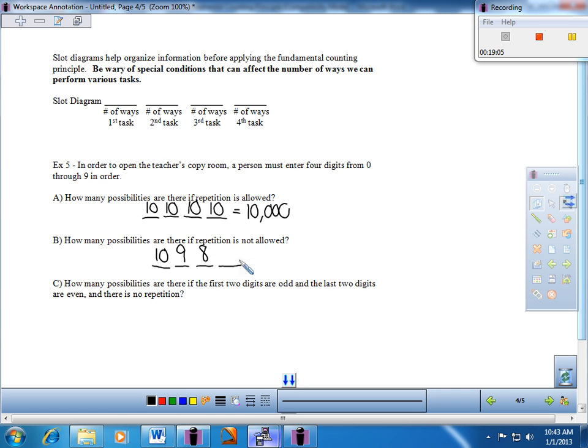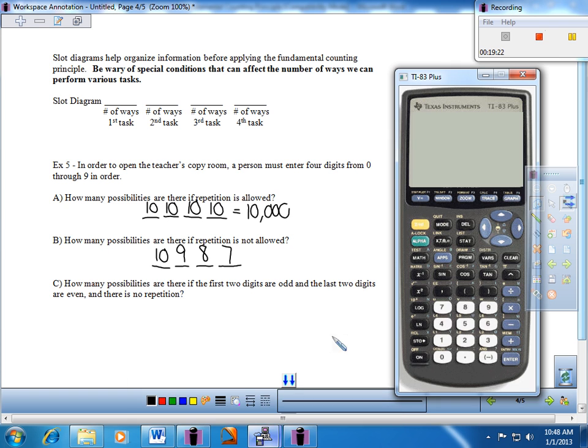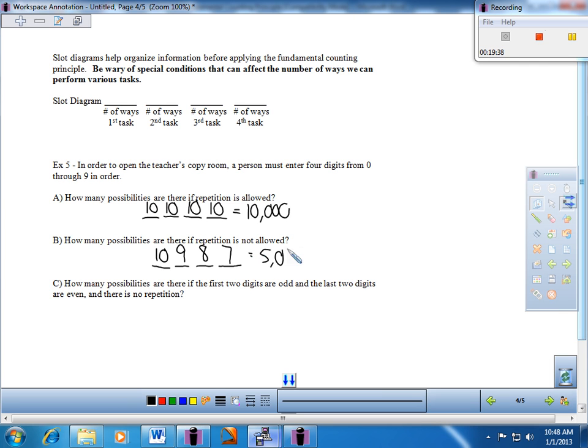My last task is to hit the fourth digit, and in this case, I know that 3 have been taken out of circulation, and as a result, there are only 7 digits left. And so I would do 10 times 9 times 8 times 7, and I'll go ahead and grab my calculator and bring that on up. And so when I do exactly that, 10 times 9 times 8 times 7, I get 5,040.